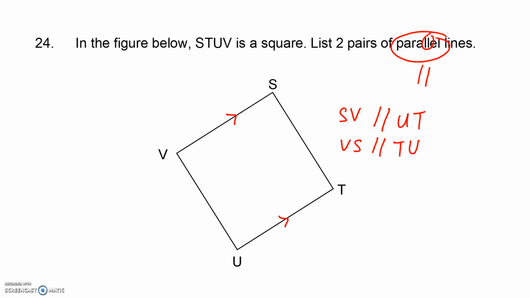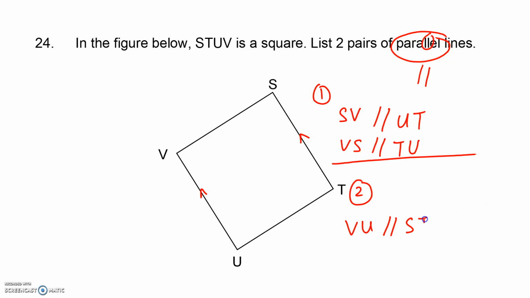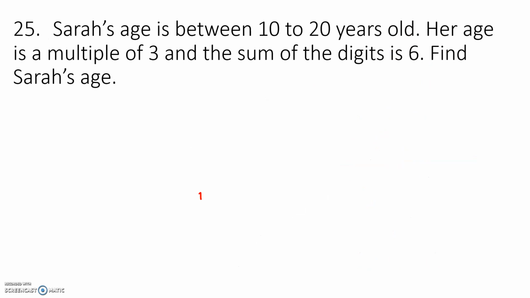Now, the second pair, so this is one pair. Now, the second pair goes like this. Instead of the one on top and below, we have one that is at the side. So you have VU parallel to ST. Or if you would prefer to write it the other way around, TS. So these are 2 pairs of parallel lines. Okay, let's go to question 25.